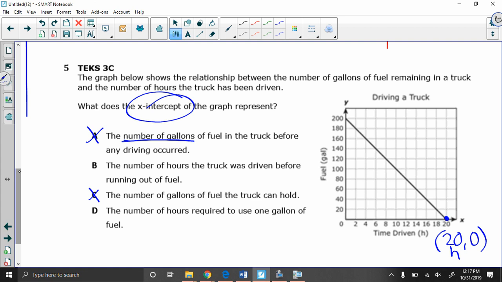Now we have to determine whether B or D is the correct answer. So D is the number of hours required to use 1 gallon of fuel, which is not correct because we started out with 200 gallons of gas. So a gallon of gas would be used in a number of minutes, not hours. So it cannot be D. Now, B, the number of hours the truck was driven before running out of fuel, is the correct answer. So we had to drive 20 hours before running out of fuel.